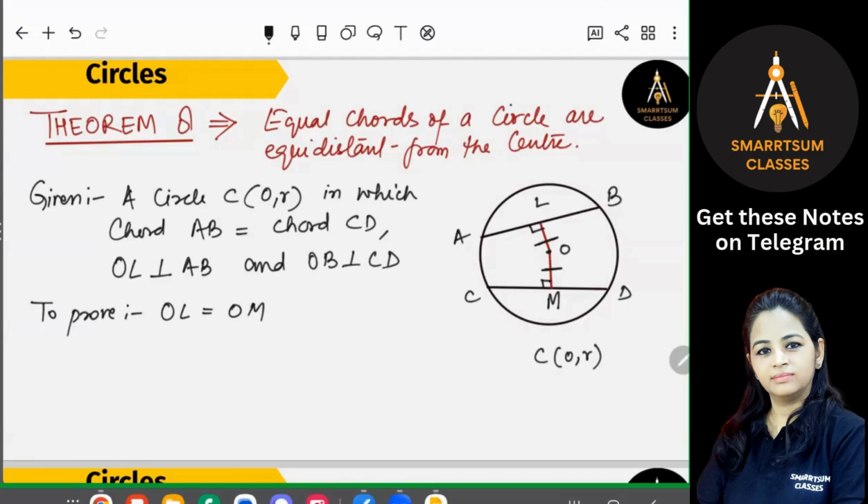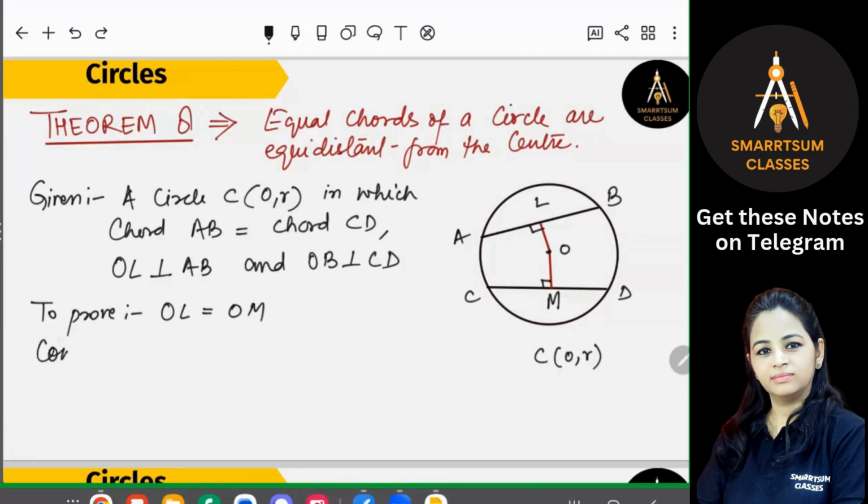If you prove this, then only you will be able to prove that they are equidistant from the center O. So what you have to prove is that if there are two chords which are equal in length in the circle, then they will be equidistant from the center. That means if we draw a perpendicular from the point O to both the chords, then these two perpendiculars are equal to each other in length. That means they are equidistant from the center. So here we have to prove that OL and OM are equal.